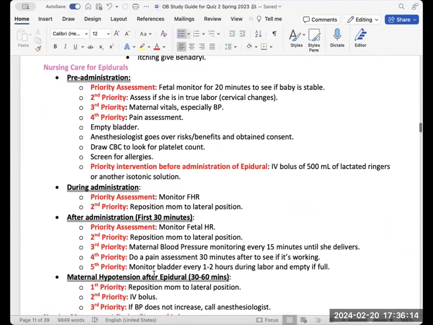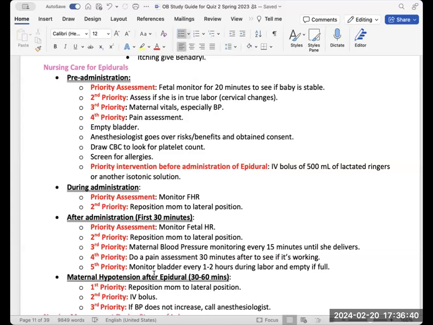Pre-administration priority: monitor fetal heart rate for 20 minutes to see if the baby is stable. Then we want to assess if she's in true labor, because think about it, this is before we give them the epidural. This is when they're about to figure out should this person be admitted for labor. So we always need fetal heart rate, see if she's actually in labor, look at those cervical changes, look at those maternal vitals, and do a pain assessment.